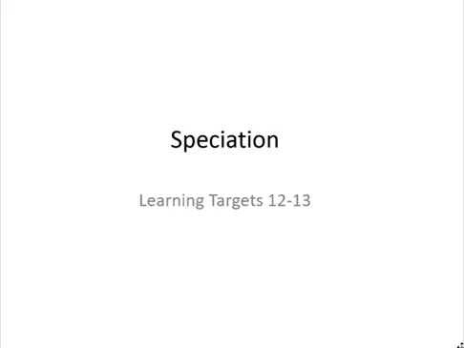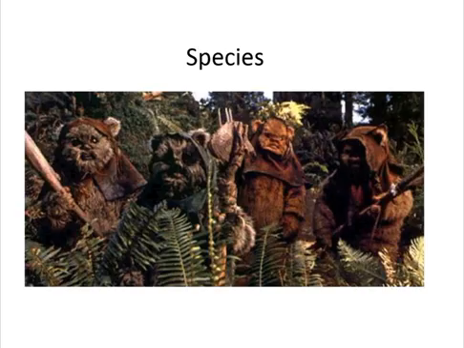This video will be on the evolution unit, learning targets 12 and 13, looking specifically at speciation. And so to talk about speciation, we need to define again what a species is. A species is a group of similar organisms that reproduce to make fertile offspring.